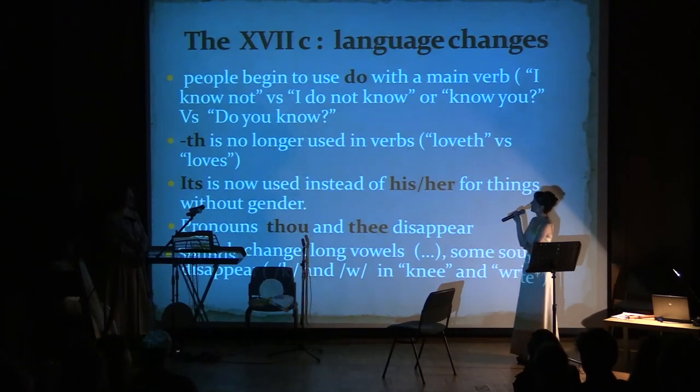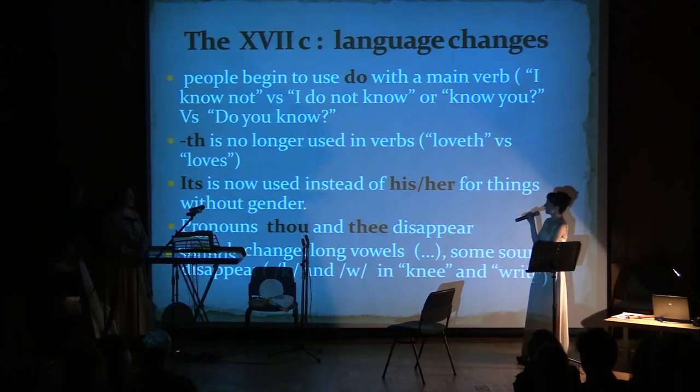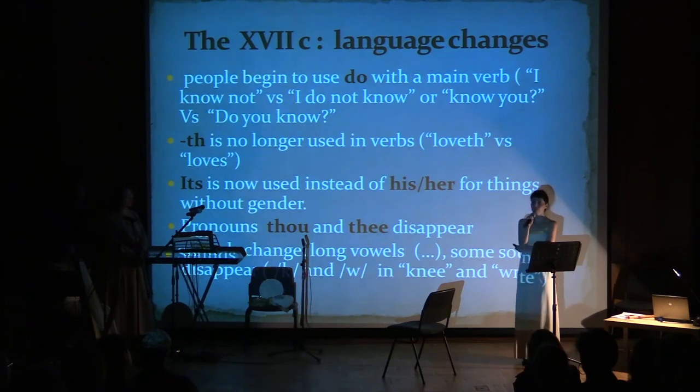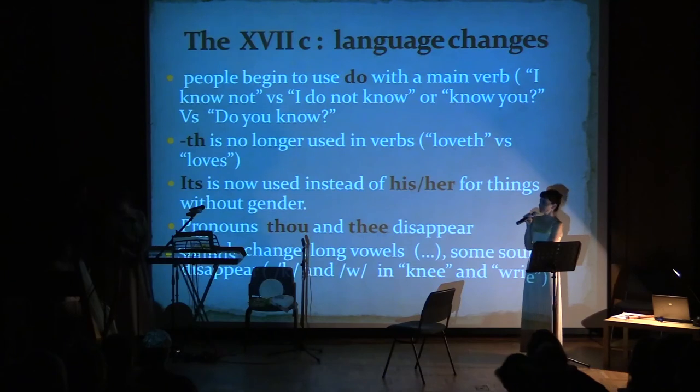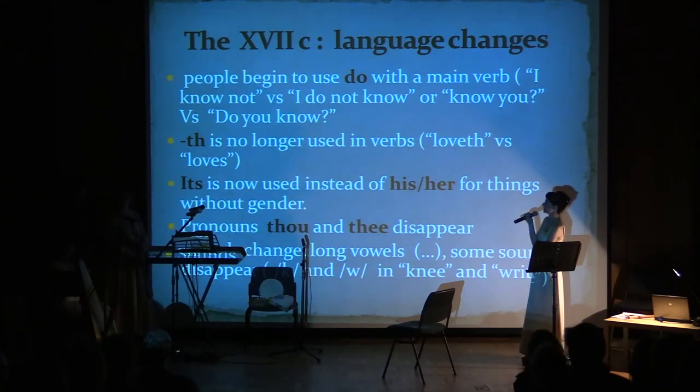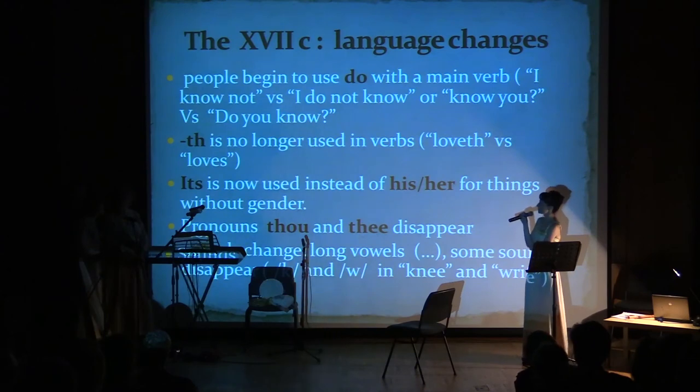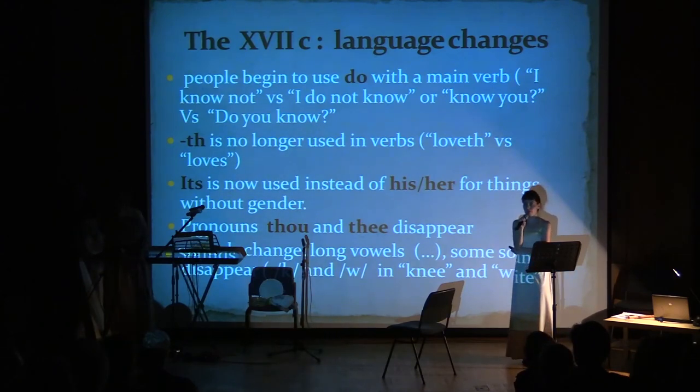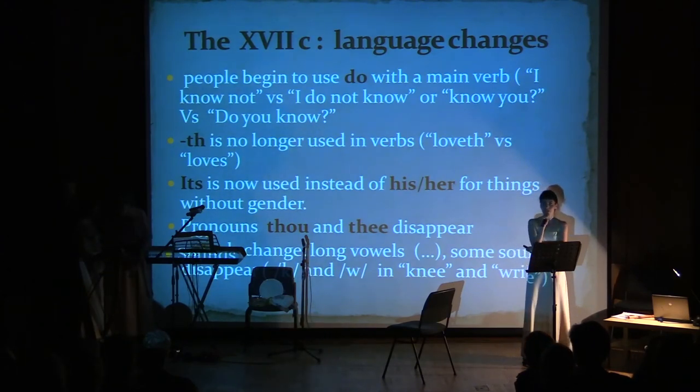Now, the 17th century saw quite a few changes in the language. Just to give you some of the highlights, people began to use do with the main verb. Now we use the auxiliary verb. We used to say something like, I know not. Now we say, I do not know, or I don't know.